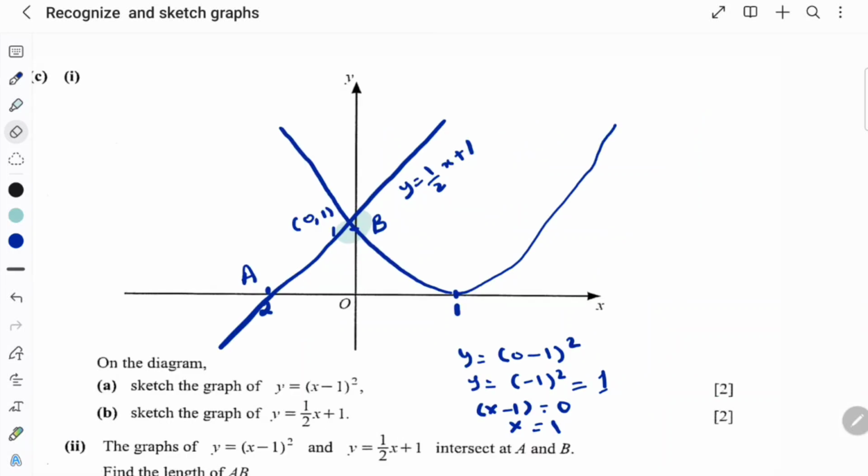By the end of this video, I hope you all remember all the shapes of the curves and straight lines of linear, quadratic, cubic, exponential, and reciprocal functions.